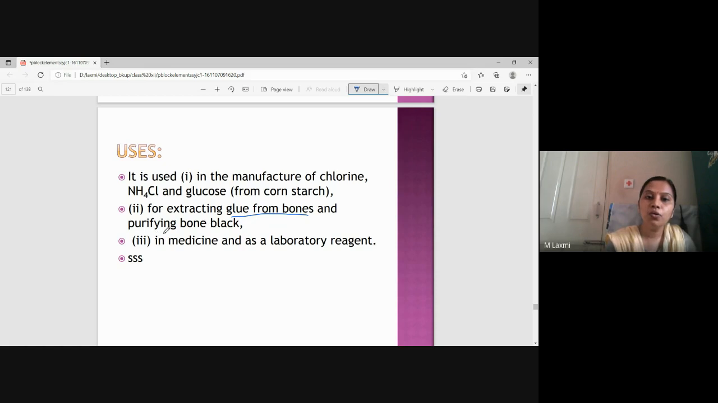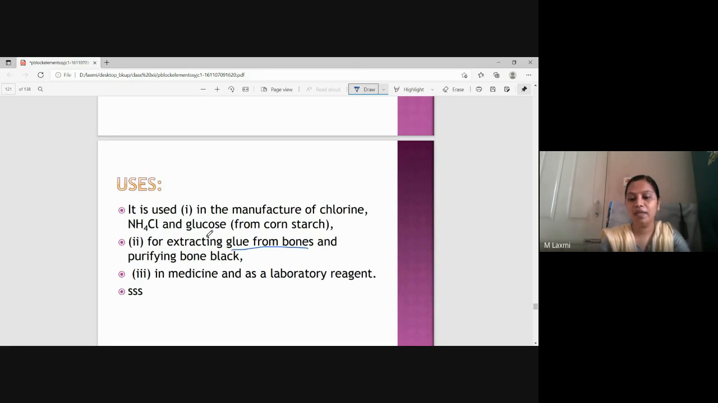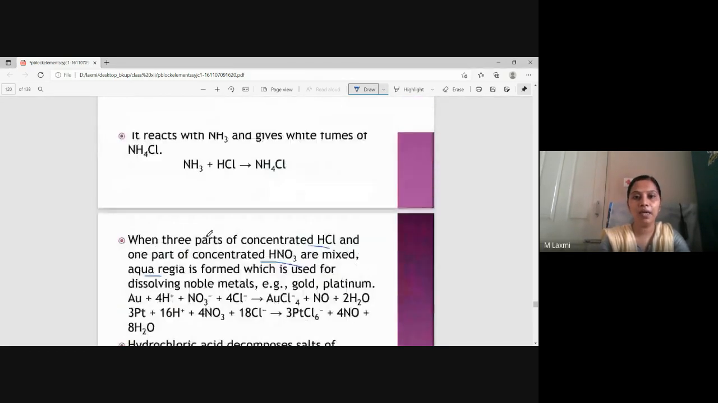It is also used in purifying bone black. Bone black is otherwise called bone char. When you heat the bones of animal tissues with a limited supply of oxygen, you will be getting bone char. I forgot the uses of bone char. Okay, I will just send a message. It is also used in medicine as well as a laboratory reagent. So these are about hydrochloric acid.